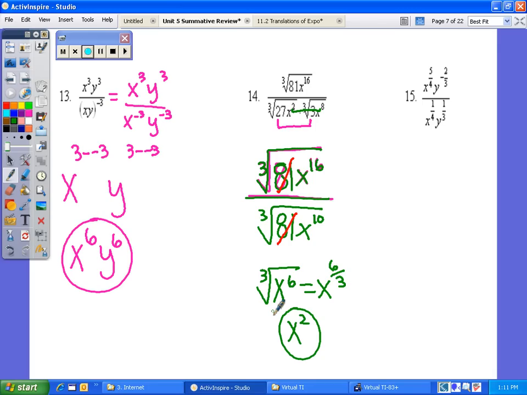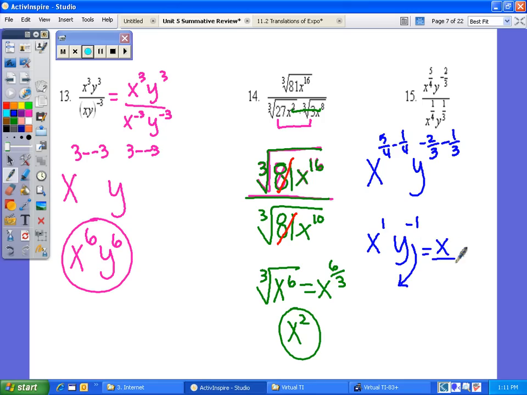Okay, last one here. You're going to subtract your exponents. So we have 5/4 minus 1/4 and negative 2/3 minus 1/3. 5/4 minus 1/4 is 1. Negative 2/3 minus 1/3 is actually negative 1. So you have to drop that underneath the x. So your answer would just simply be x over y.